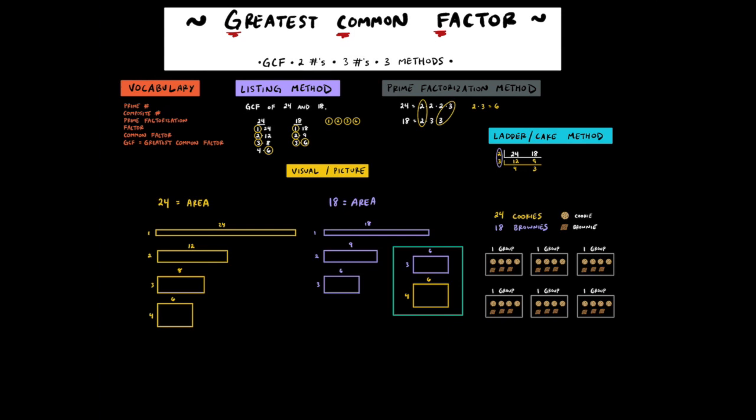Today's topic is going to be about the greatest common factor. The main objective of this lesson is to teach you how to find the greatest common factor between two or more numbers. In this lesson, I'm going to teach you three different ways to find the greatest common factor for two or more numbers. If you need to review what a factor is, please watch my previous video on prime factorization and factors. Let's get into it.